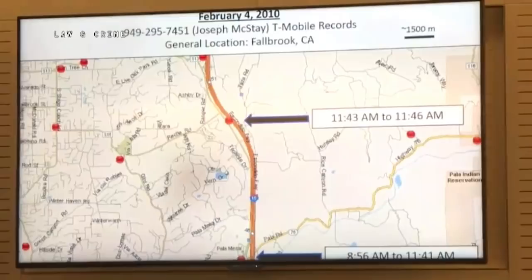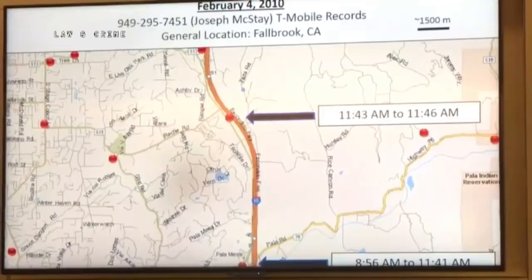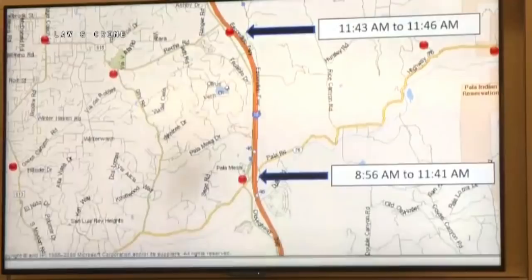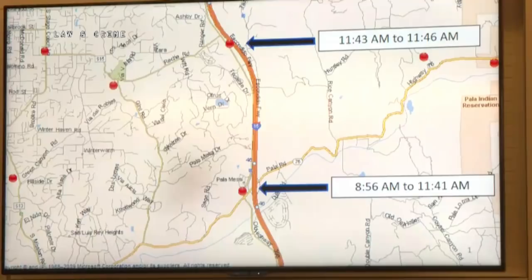Can we have return number 2? So I'm showing you what I believe is 521. You can always correct me if I'm wrong looking at the map. Yep. Can you please describe what we're looking at here with this? Yeah, so this is, again, February 4th, and this is Mr. McStay's T-Mobile phone, and it shows that between 8:56 and 11:41 a.m., the phone chose a cell tower and connected with a cell tower located near the intersection of Highway 76 and Interstate 15.